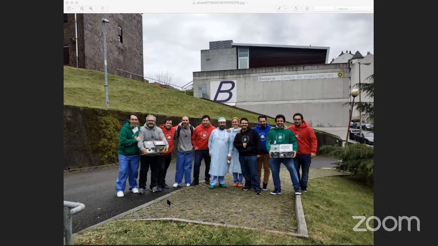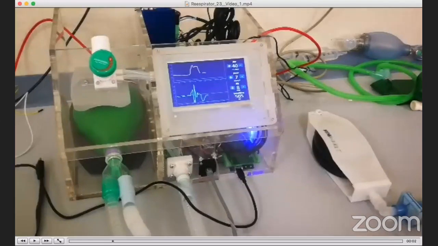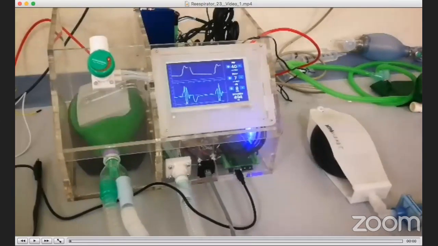But instead of that, we are using a Jackson-Rees breathing system, which every hospital has in excess. This gives the name of the project, Respirator 25. So I'm going to put one video. Allow me, please. I'm sharing this screen. So you can see it at work a little bit.